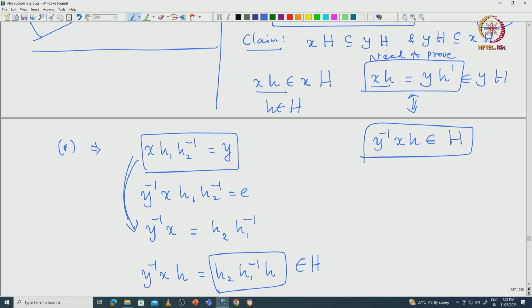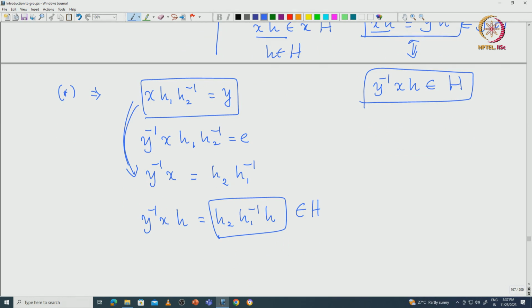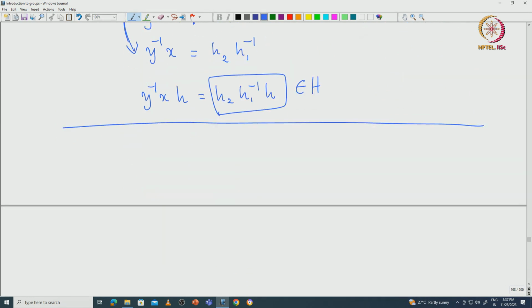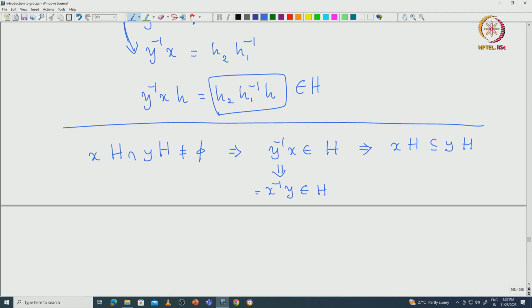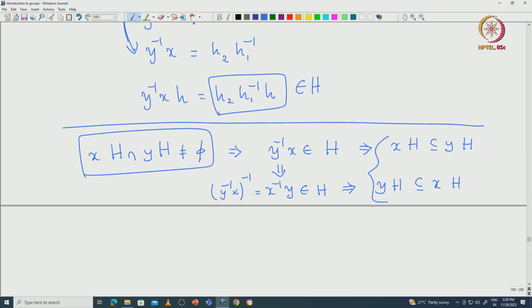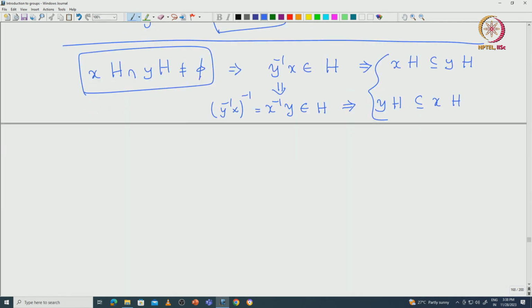And the converse is also very clear, I will leave it to you to check. Because if you think about it, what we proved is that xH intersection yH being non-empty immediately implies y inverse x is in H. And from this it is not hard to see that xH is contained in yH. Note that this also implies x inverse y is in H, because this is the same as (y inverse x) inverse. So then, by similar reasoning, yH is contained in xH. So by assuming this, we conclude these two are true, which means xH is the same as yH.